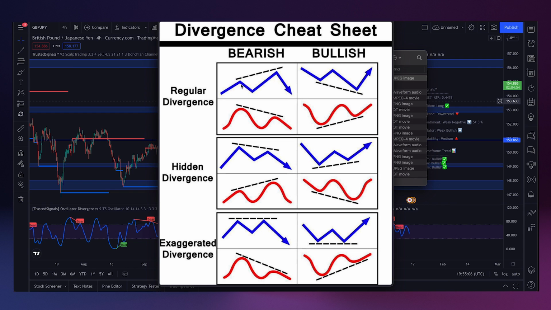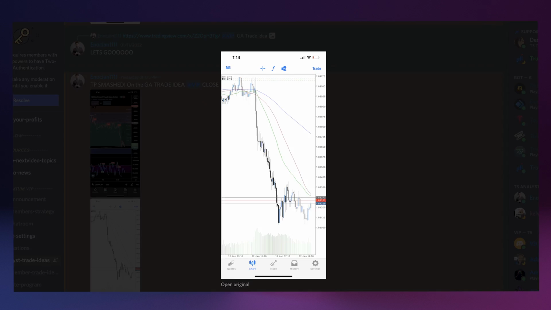So there's regular divergence, hidden divergence, and exaggerated divergence. Normally without Trusted Signals, you would have to compare the RSI and the actual price using only your memory, your eyes, and your analysis to find these points in the market. And what it basically shows is possible reversal points. So here at Trusted Signals, we went ahead and did it so it could be done for you automatically. Eliminate the guessing game and get results like these.